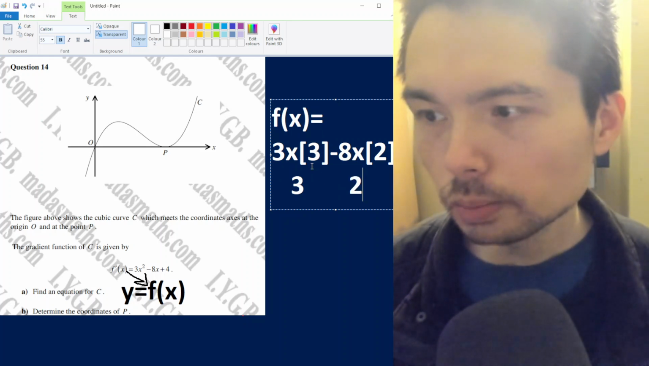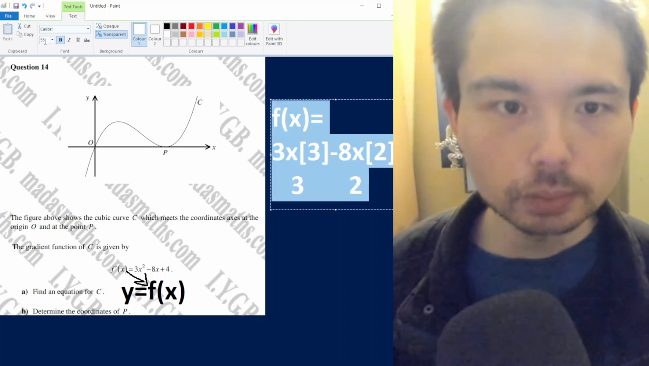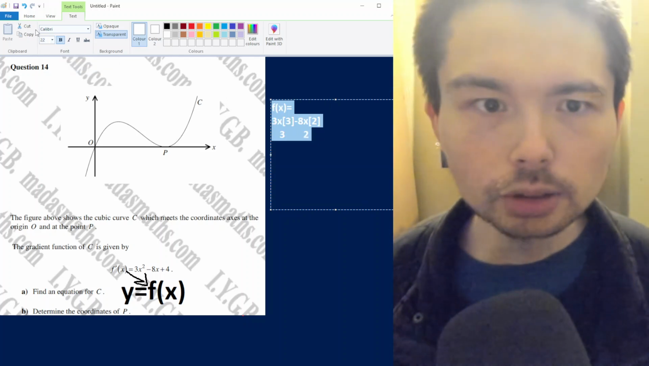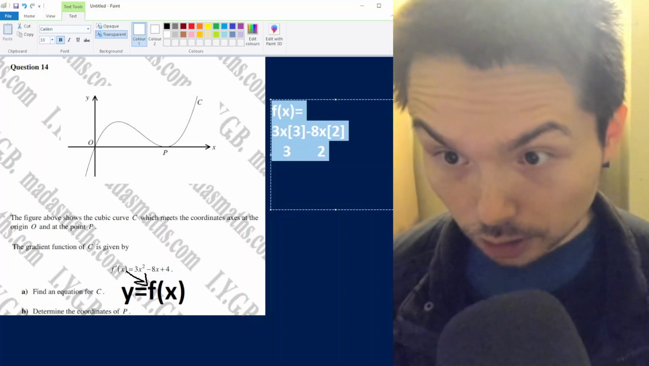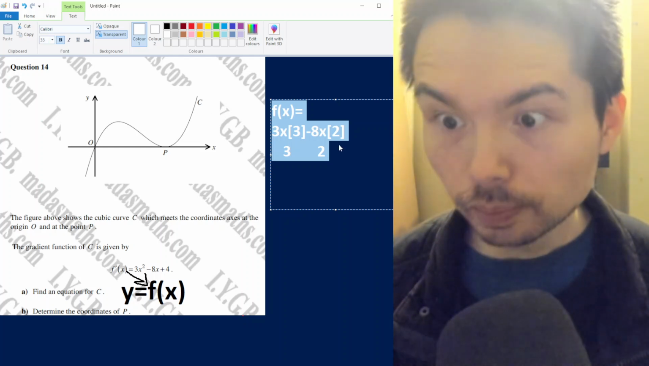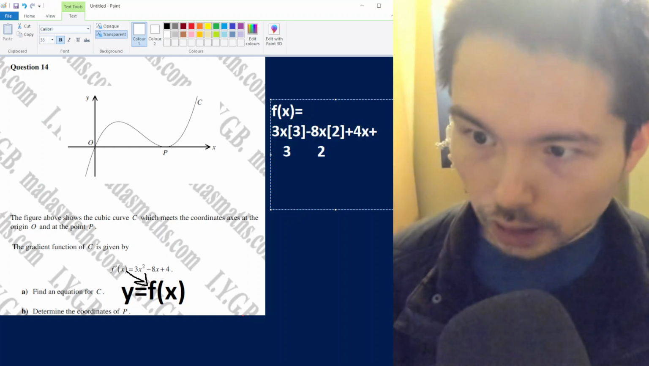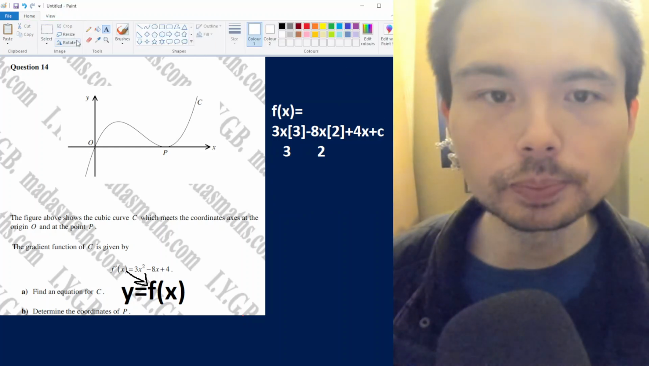Ooh, a bit too big. Let's make it smaller. Up top. It's a bit too small. Let's try again. Yes. Integrate 4, we get plus 4x, and every time we integrate, you need to add a constant, c.